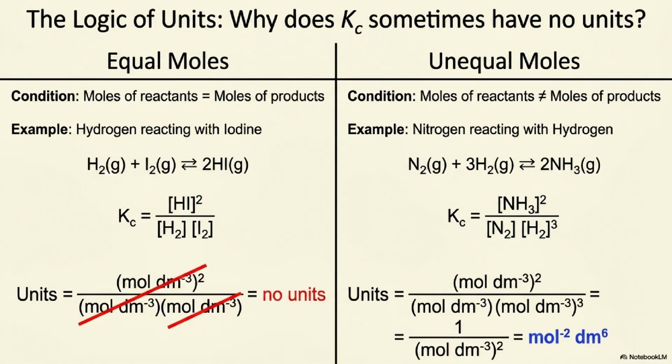Let's look at the equation. Nitrogen gas plus hydrogen gas yields ammonia. N2 plus 3H2, reversible arrows 2NH3. Stop right there and look at the physical geometry of that recipe. On the left side, the reactant side, we have 1 molecule of nitrogen and 3 molecules of hydrogen. That is 4 distinct units of gas.